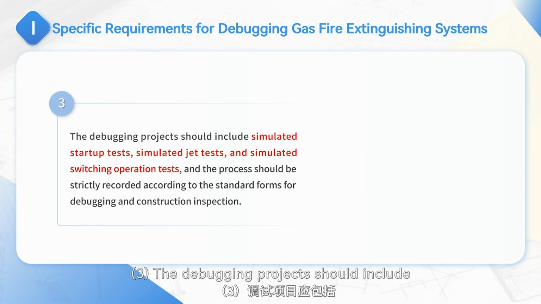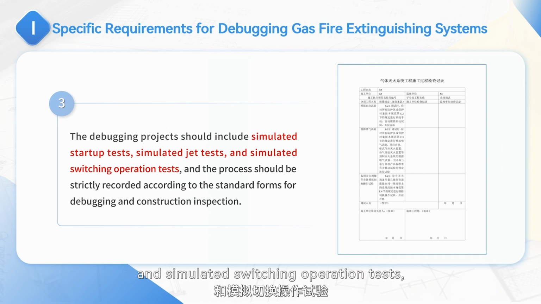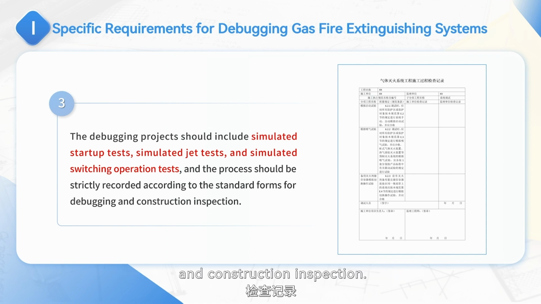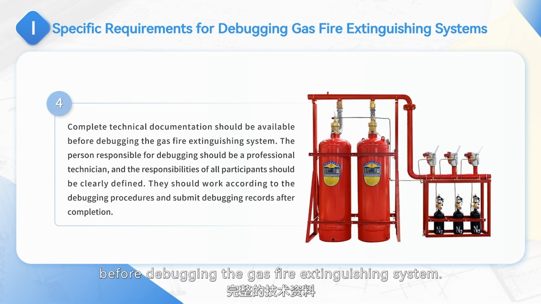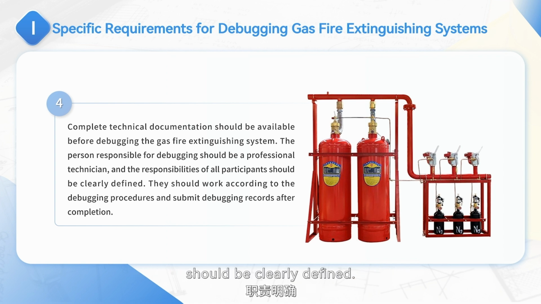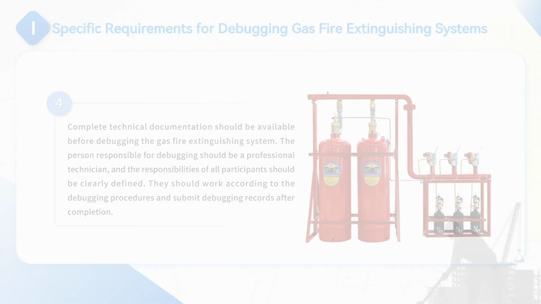3. The debugging projects should include simulated startup tests, simulated jet tests, and simulated switching operation tests, and the process should be strictly recorded according to the standard forms for debugging and construction inspection. 4. Complete technical documentation should be available before debugging the gas fire extinguishing system. The person responsible for debugging should be a professional technician, and the responsibilities of all participants should be clearly defined. They should work according to the debugging procedures and submit debugging records after completion.